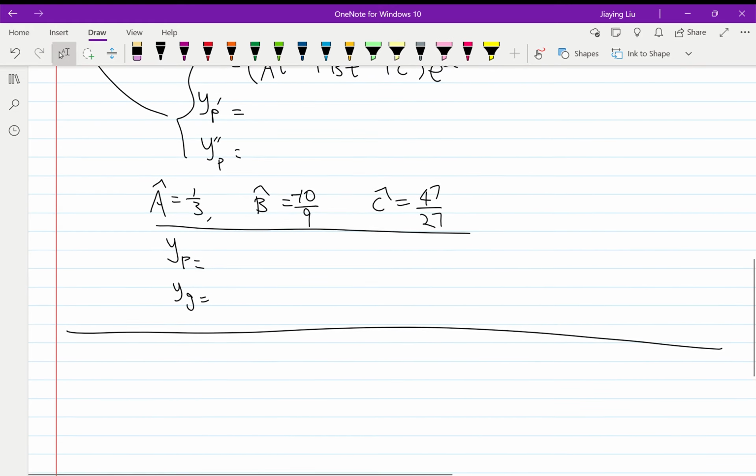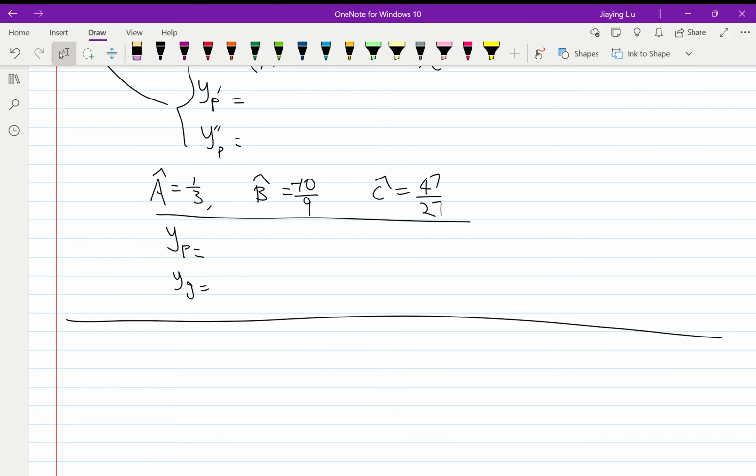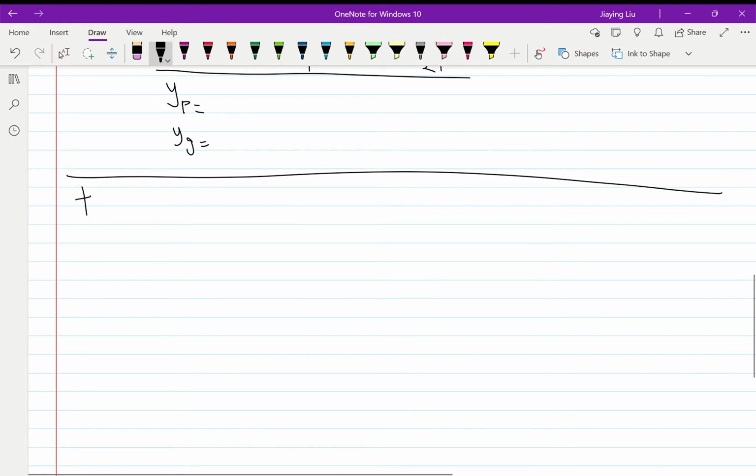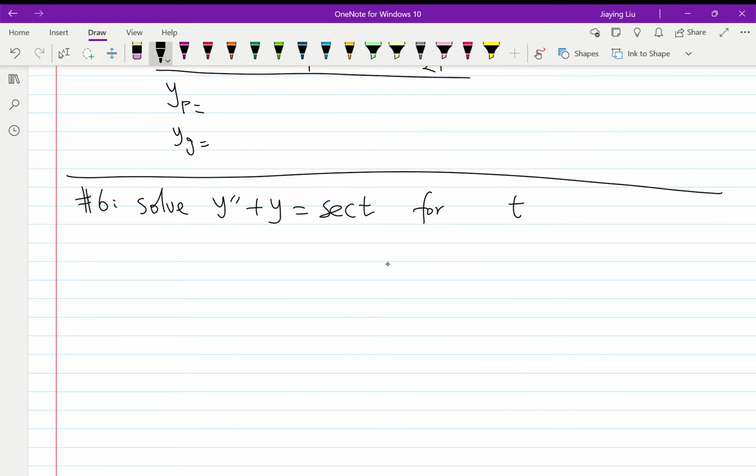Absolutely. So for 5 to 8, the instruction asks you to use variation of parameters. So, number 6. We're going to solve y double prime plus y equals secant t. And the t here is given an interval from negative pi over 2 to pi over 2. We don't need it for a while, but just keep that in mind.